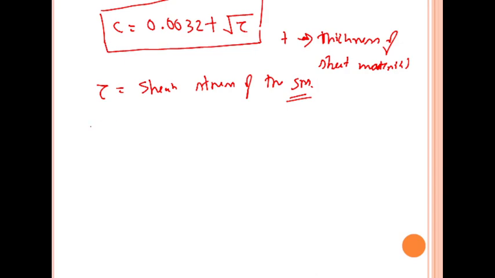In some questions, some other formulas might be given, such as C is equal to 0.0064 d under root tau, etc. This might be given in some questions. Then if it is given, we would have to consider it, but otherwise the radial clearance will be C is equal to 0.0032 d under root tau, where T is the thickness of the sheet material and tau is the shear strength of the sheet material.